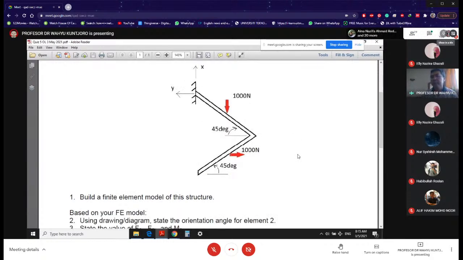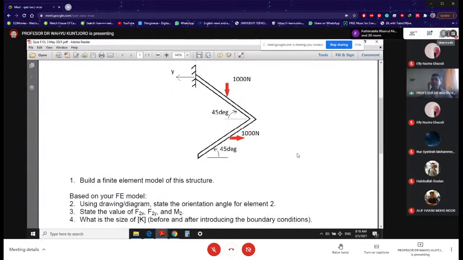Once you have your model, with your element numbering and node numbering, you need to look at element number 2 of your model, and then state the orientation angle for that element. But of course, you need to answer question number 2 by doing a diagram or drawing. Remember that you have to decide on your local x-axis, and based on that, you will have your orientation angle.